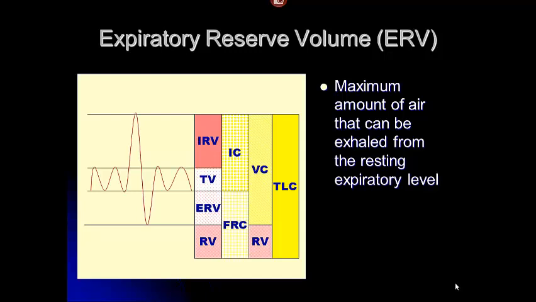What is expiratory reserve volume? It is the maximum amount of air that can be exhaled from the resting expiratory level. So you inhale normally, you exhale normally, and after a normal exhalation, you forcibly exhale.